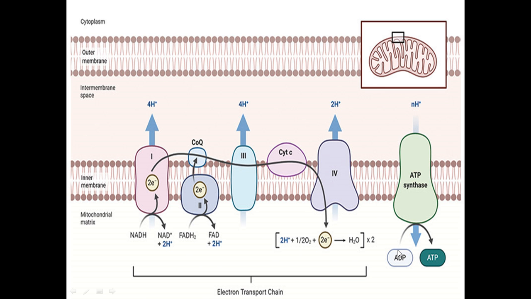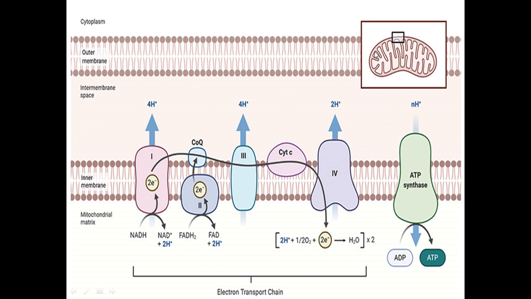So in this video, we're going to look at the various components of the electron transport chain system, which aids in ATP synthesis by oxidative phosphorylation, and also how the various components function in the entire complex. The system is embedded in the mitochondria, precisely in the mitochondrial membrane.